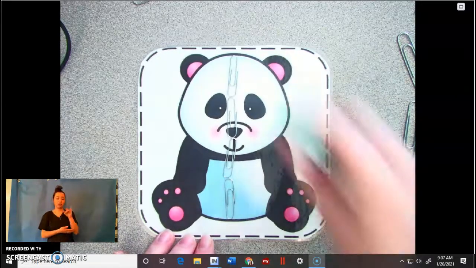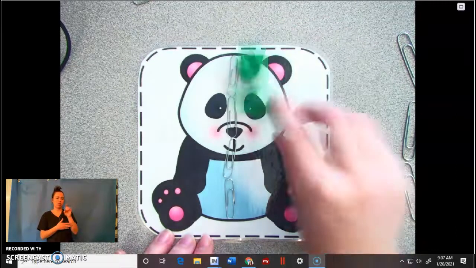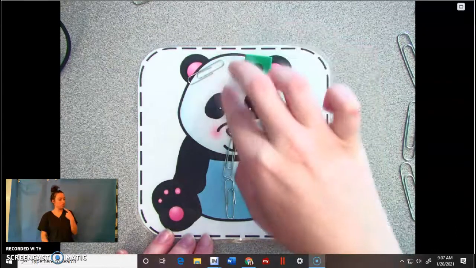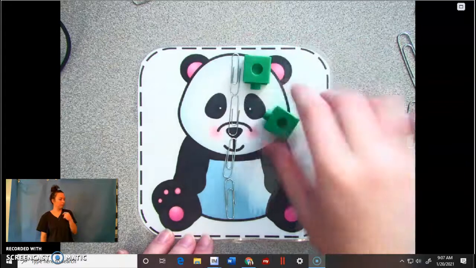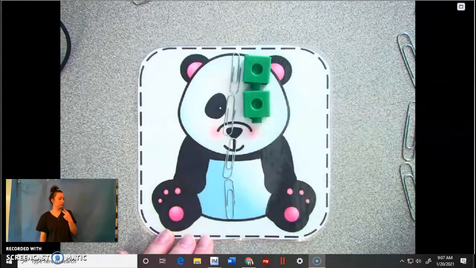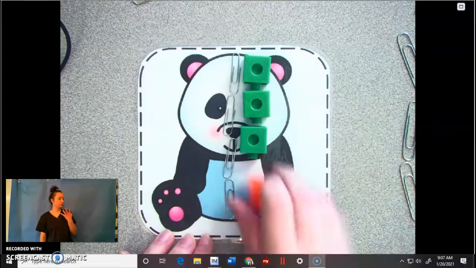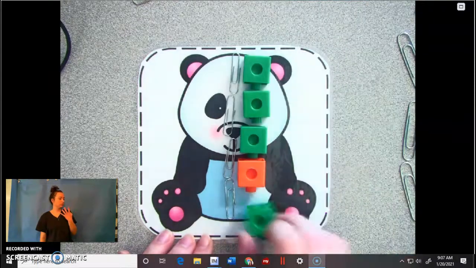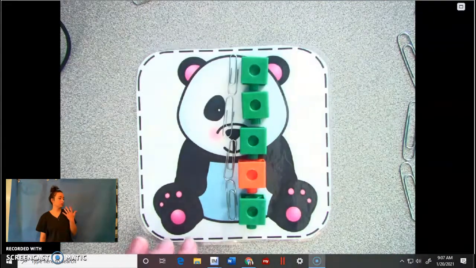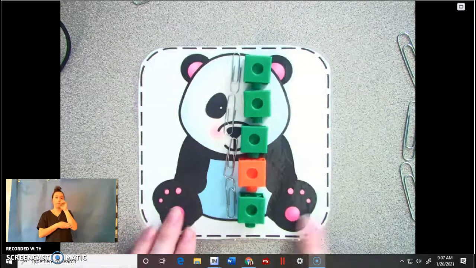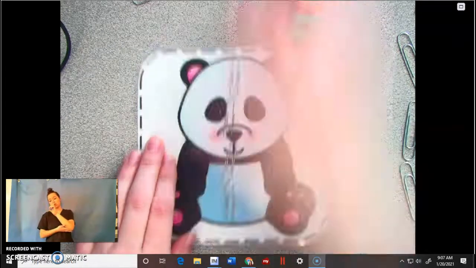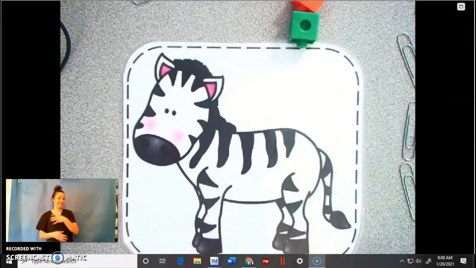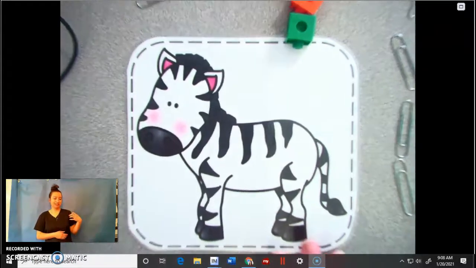Let's see how many blocks. 1. Oops. Moved our paper clips. There we go. 1, 2, 3, 4, 5. So it was only 1 more block than the paper clips. All right. We'll slide him over with our other animals. We've got lots of animals. This next one is a zebra. He's much bigger. I'm going to have to zoom out a little bit.